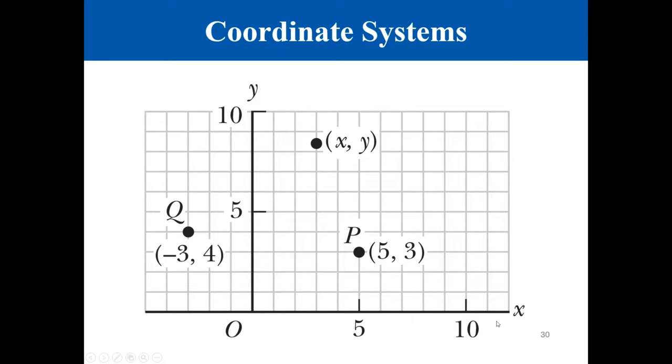Anything to the right of 0 is positive. Anything to the left of 0 is negative. Also, anything up is positive for y. Anything down is negative for y. So this point has x negative, minus 3, and has y positive, which is 4.